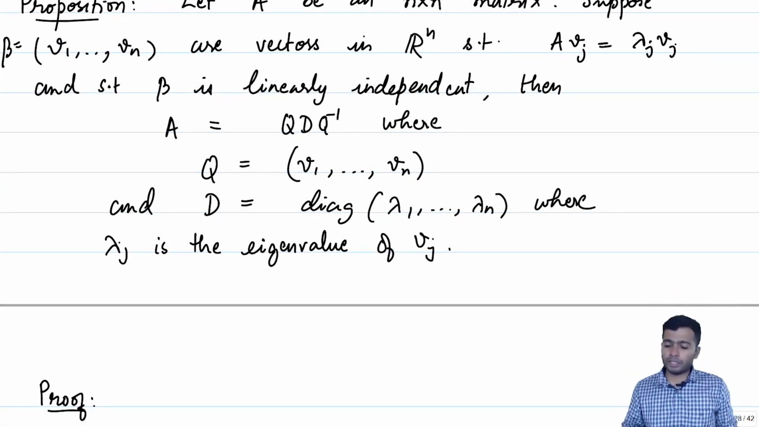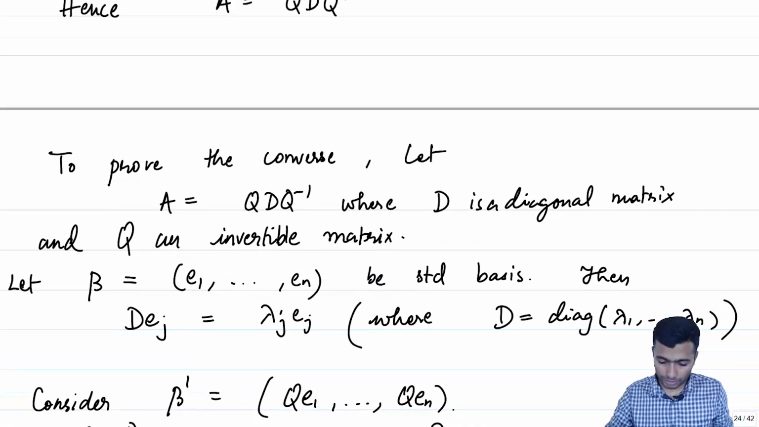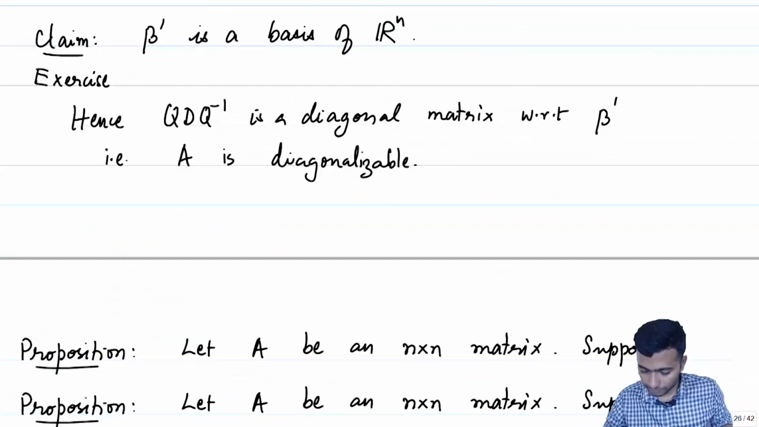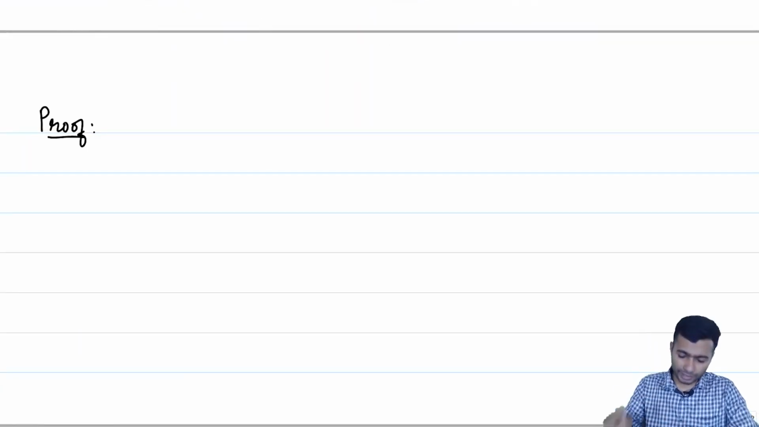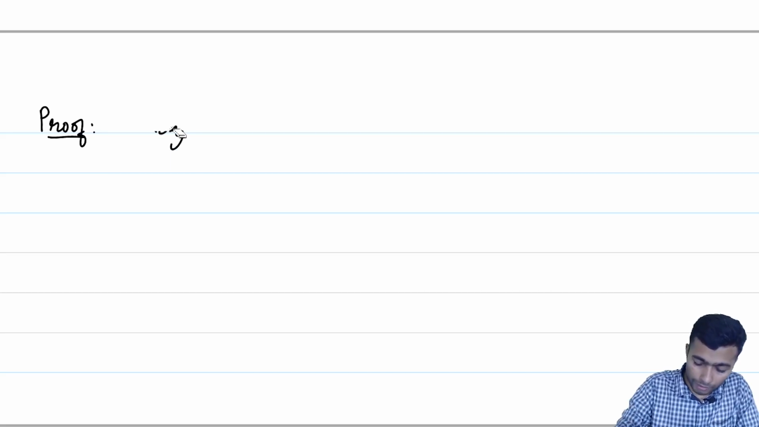We have already done all the hard work. Let us just go back and see what we had noticed. We had noticed that we will get an equation of this type: A is QDQ inverse, where Q is I beta prime beta. Let's just redo it. Let's recall this from the proof of the previous proposition.